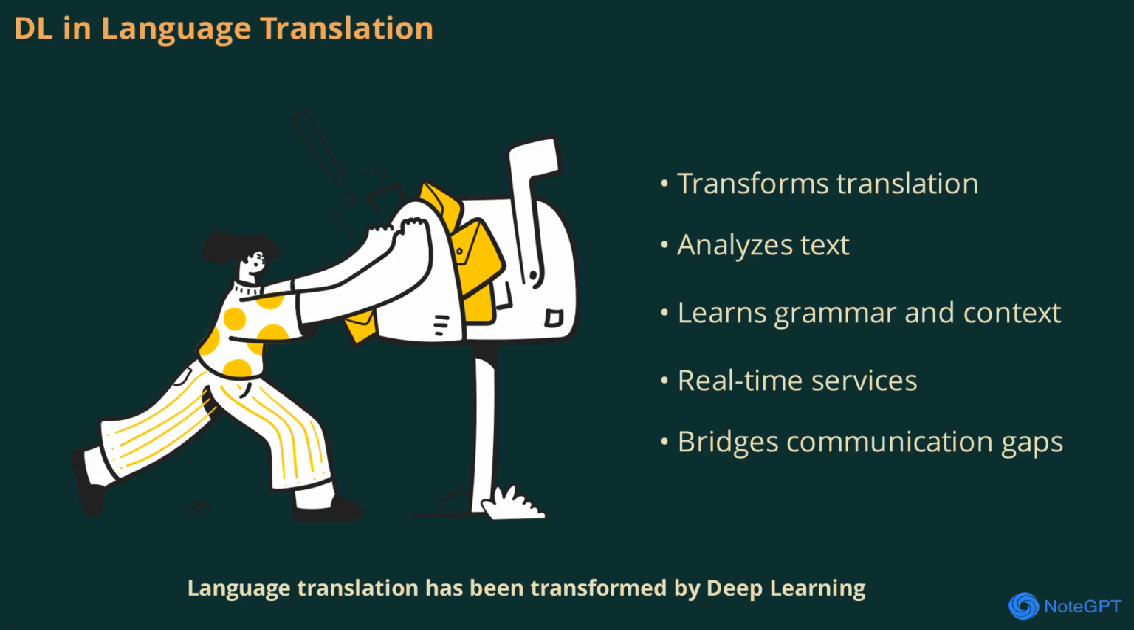Language translation has been transformed by deep learning. DL models analyze text, learn grammar and context, and generate accurate translations. By processing vast amounts of multilingual data, these systems deliver real-time translation services and bridge communication gaps. The complexity of language makes DL ideal for capturing nuances and delivering high-quality translations.